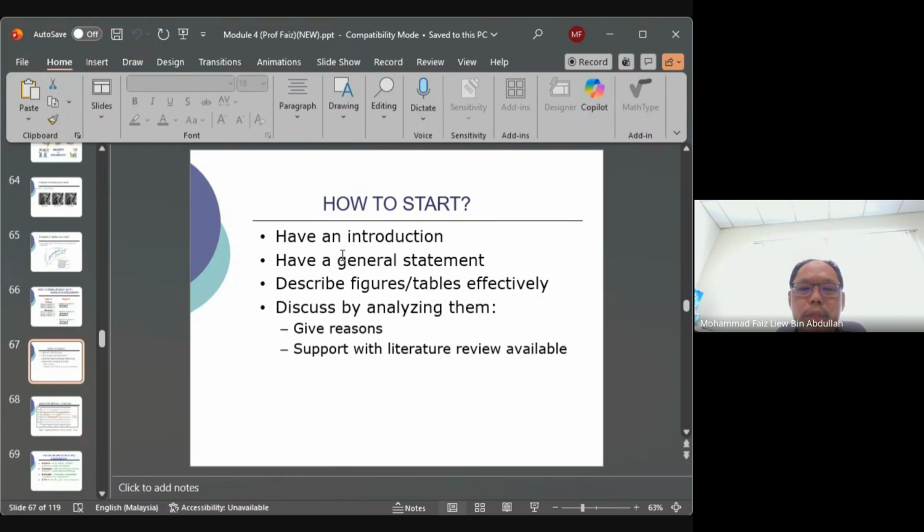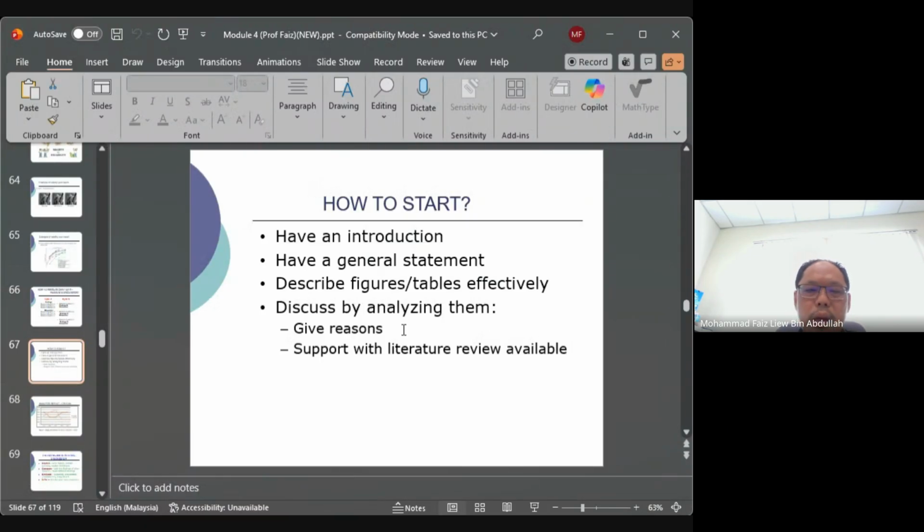And then have a general statement, you have to tell the examiner what type of testing you have done and why you have done it, okay? So according to the flow order, not in flow chart, it means in flow order. If you do test 1 first, then after explaining test 1, explain test 2, test 3, and test 4. Okay. And then of course, the important thing, describe the figures and tables effectively and discuss by analyzing them.